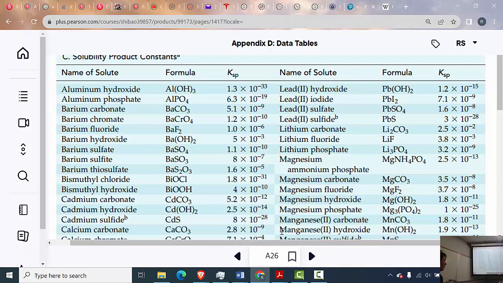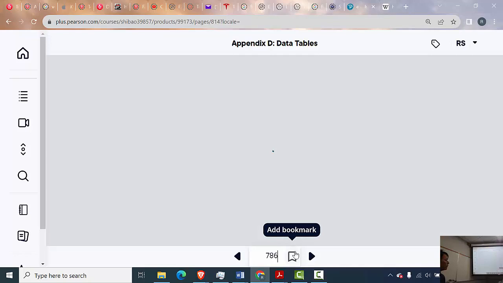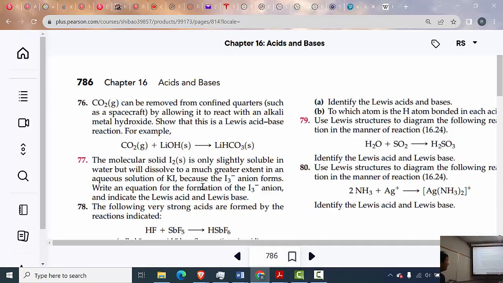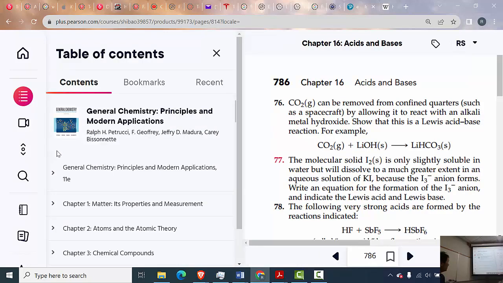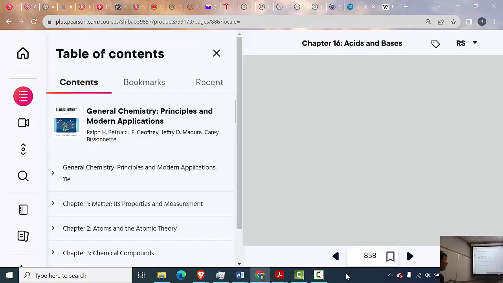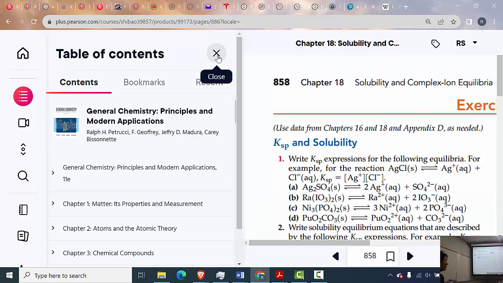All right, let's go back and take a look. What was it, 786? 748? Maybe, let's check this. 858. All right, thank you. It's short term. Actually, both my short term and long term memory are pretty bad.